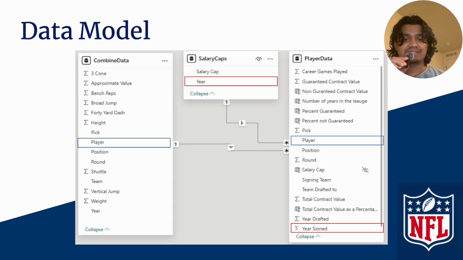And finally, the salary caps table tracks the total salary cap for each year across the NFL. We connected these tables mainly through player names and years, which allowed us to link draft performance and athletic measures to career outcomes and salaries. So this structure helped us explore not just salaries, but how performance at the combine might influence long-term earnings and career success.